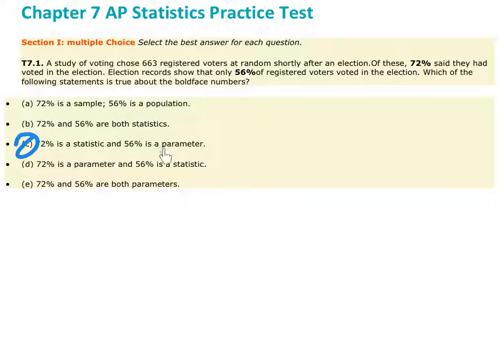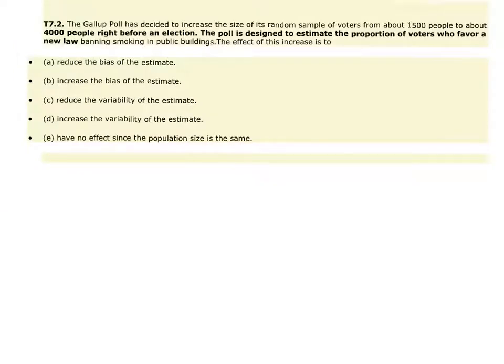Also, parameter is for population, so just remember the P and the P, which can help you make that connection. In addition, parameters tend to use Greek alphabet letters as variables, such as mu and sigma, whereas statistics tend to use our normal alphabet, like the letter p or the letter s. Question 2.